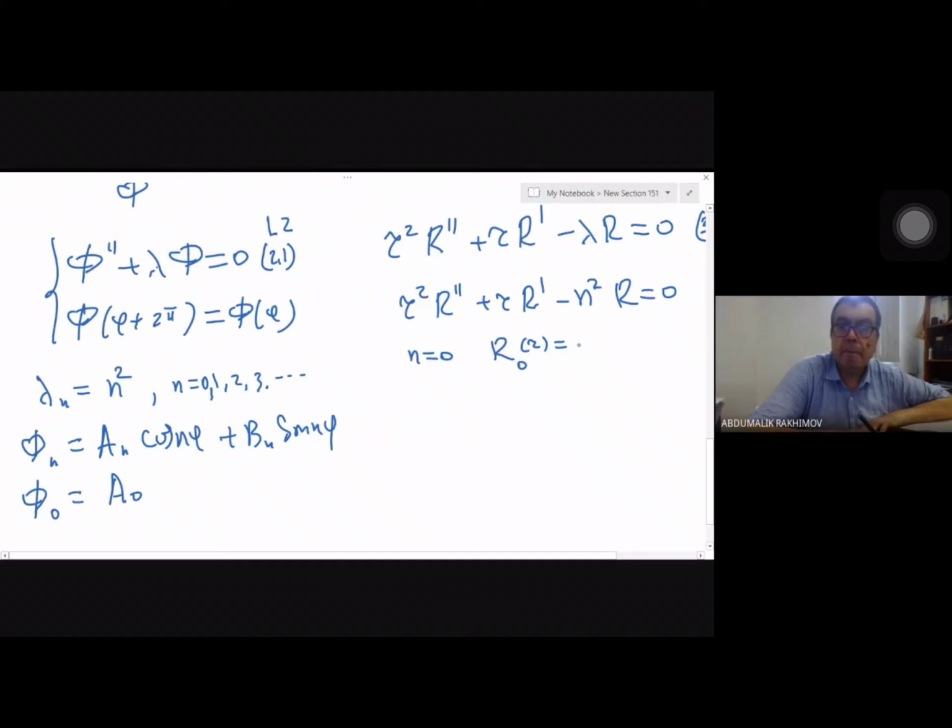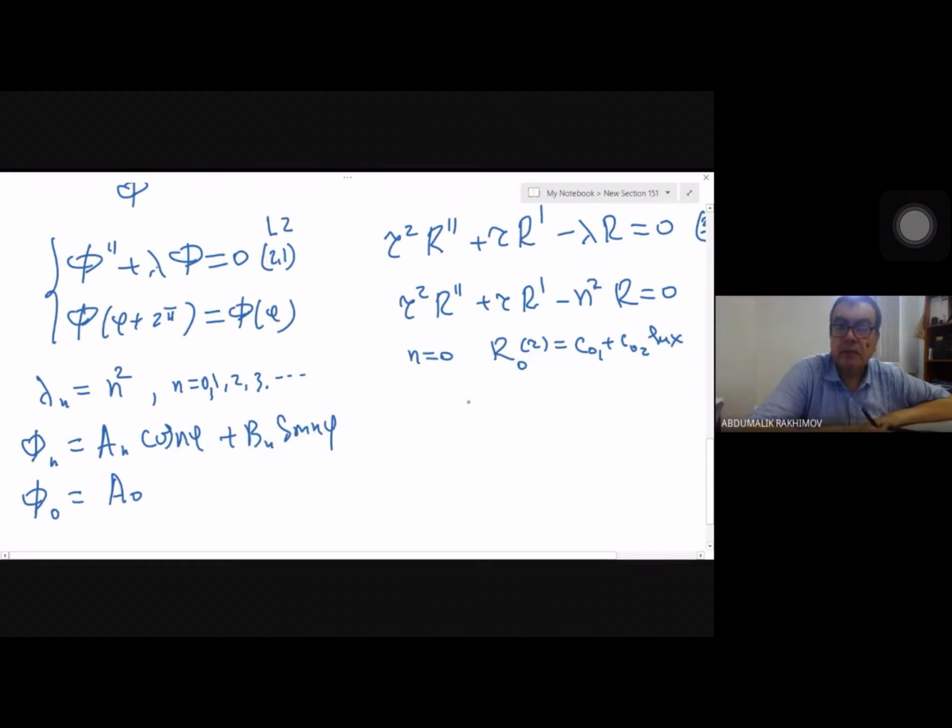Some constant. Okay, let me just write 1. It will be 1, actually. We should write it like this: C01 plus C02 ln r. If you see the lecture, you can see that when n equals 0, we have this one.